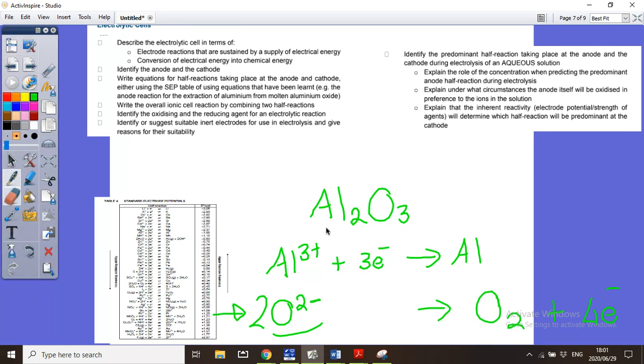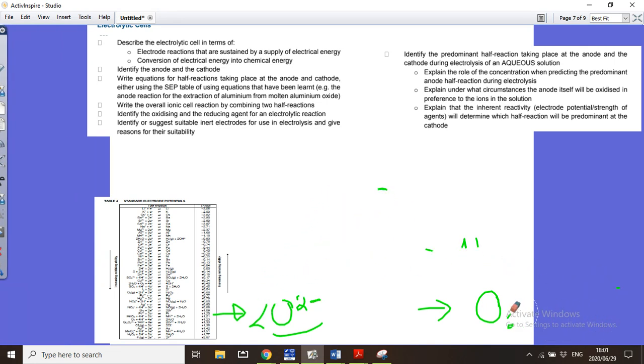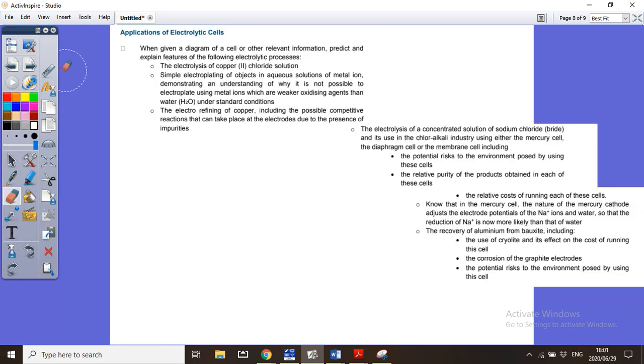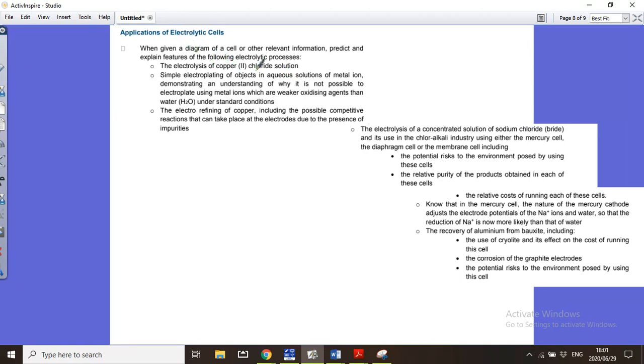Now, we need to look at the applications of electrolysis quickly. So I'm going to go through them fast because you've literally got videos for each one of these. The applications, the first one is copper chloride. This is just copper chloride, gold chloride.